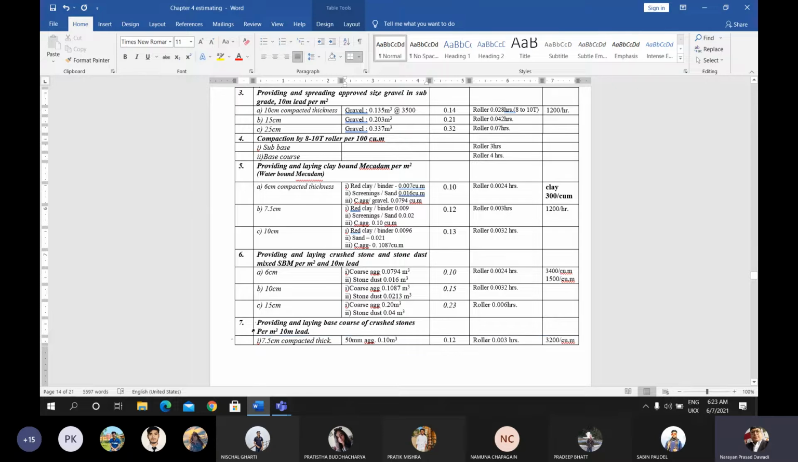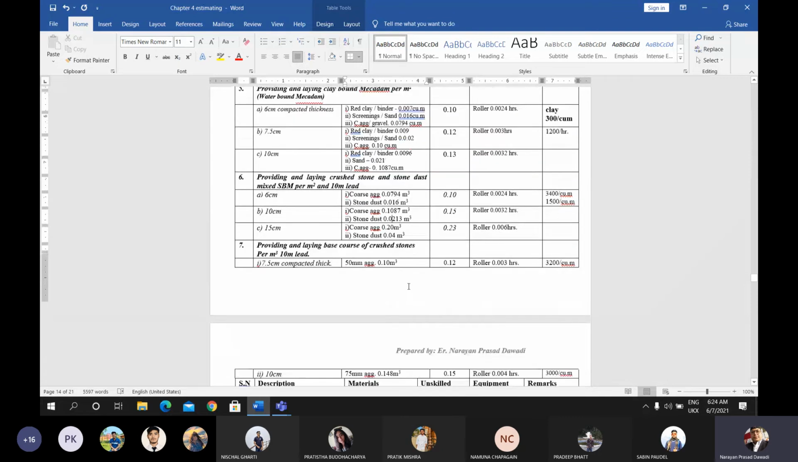Now, for item number 7, providing and laying base course of crushed stone per meter cube, 10 meter lead. This is the base course which is provided by using the gravel, crushed stone gravel that is available from the crushing plant. Gravel may be available from the river bed also, and that gravel is not the crushed gravel. The crushed gravel is available from the crushing plant after breaking down the huge stones into the required size of the crushed aggregate or gravel.